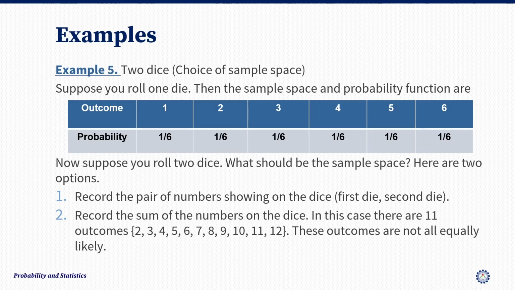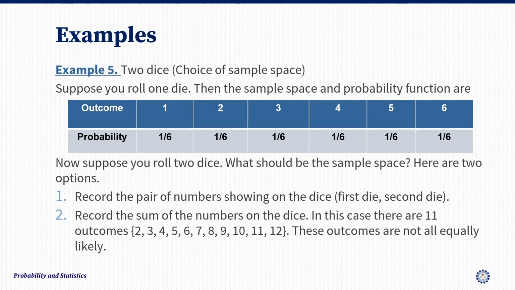We also have here a sample of 2 dice, where we will choose a sample space. Suppose you roll 1 die, then the sample space and probability function are: we have the outcomes 1, 2, 3 until 6, since a die consists of 1 to 6. So each of the outcomes has probability 1 over 6.